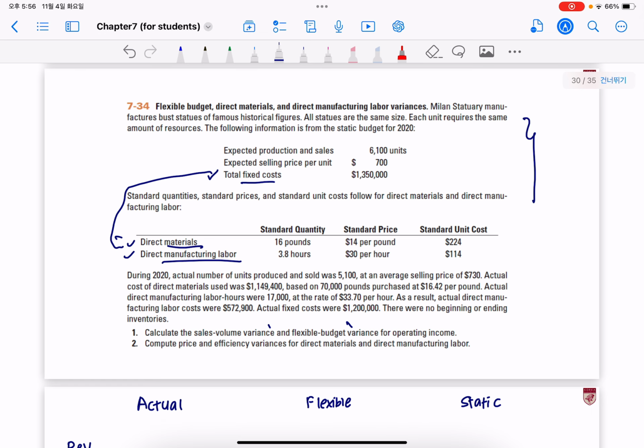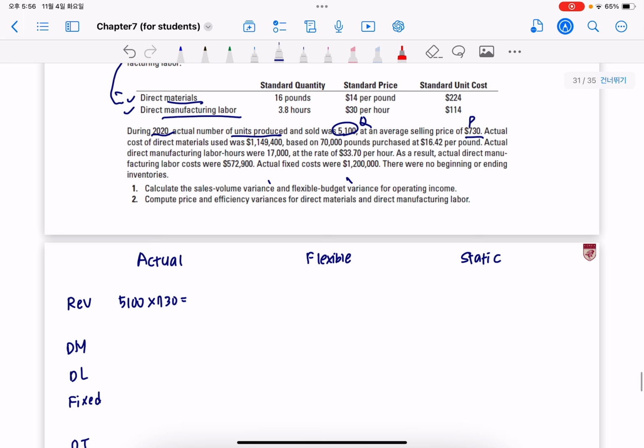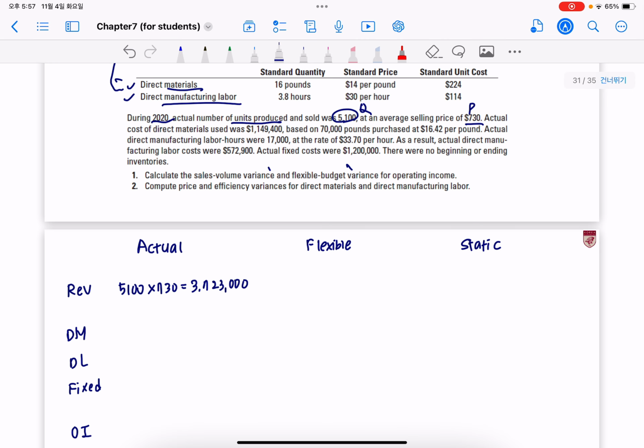So it says that the actual number produced and sold in 2020 is 5,100. So that's going to be our Q. And our actual selling price is going to be 730. Right? So 5,100 times 730. Let's do the calculation one by one. I'll also do it on my computer. So that's going to be $3,723,000.